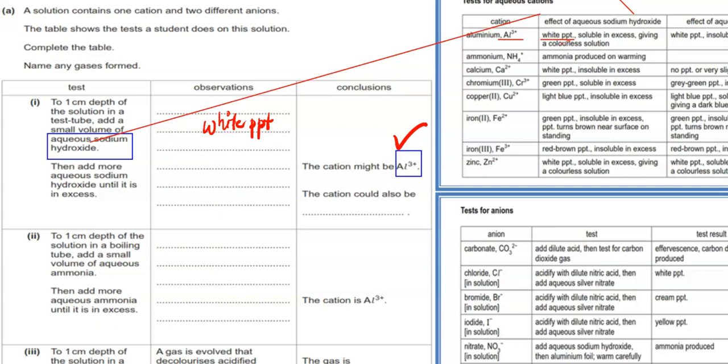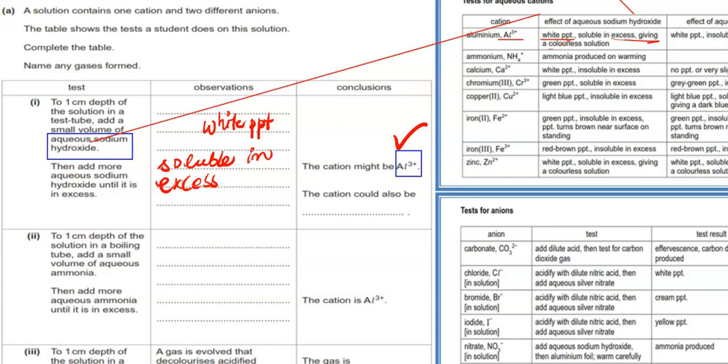Okay, then add more aqueous sodium hydroxide until it is in excess. See, what is the next observation? Soluble in excess, giving a colorless solution. So we just need to write soluble in excess, giving a colorless solution. And here you need to write the cation could also be.